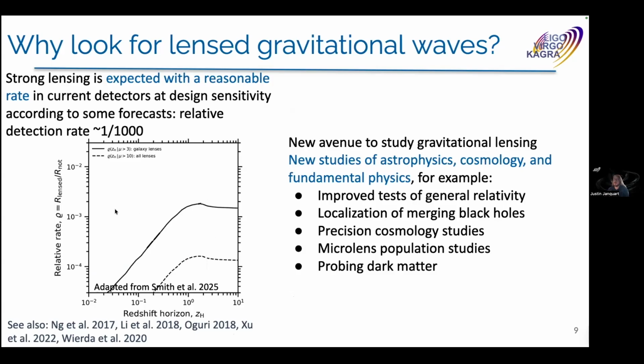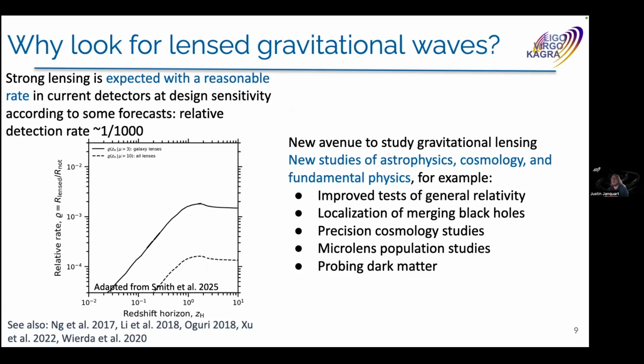So you see that it's indeed about 1 in 1,000 if you're not too stringent on the magnification. So that means that we really expect to see this as we see more and more gravitational waves. Finally, a bit like in astronomy, if we start seeing lensed gravitational waves, we can also use the detections and the observation of these lensed gravitational waves to study new avenues.